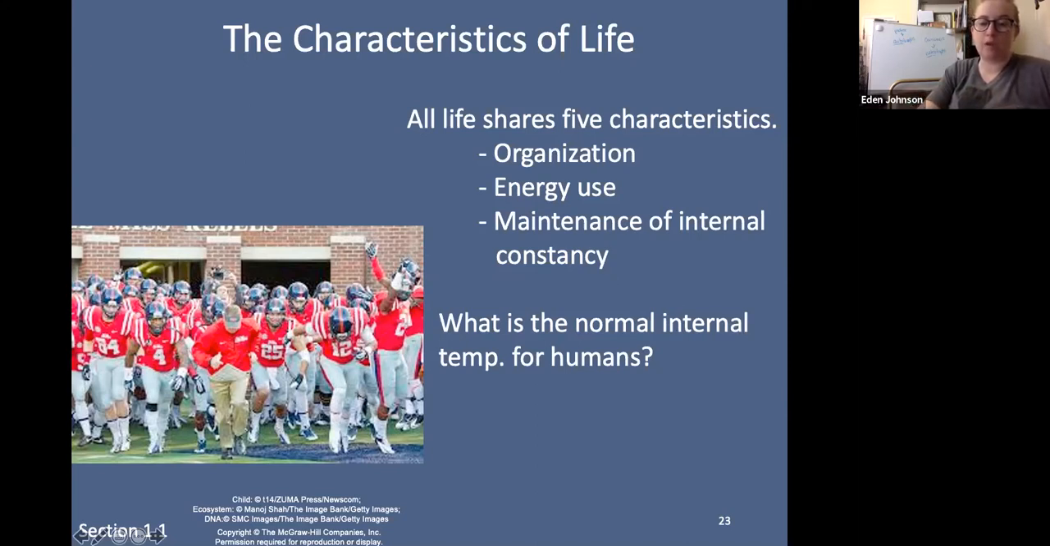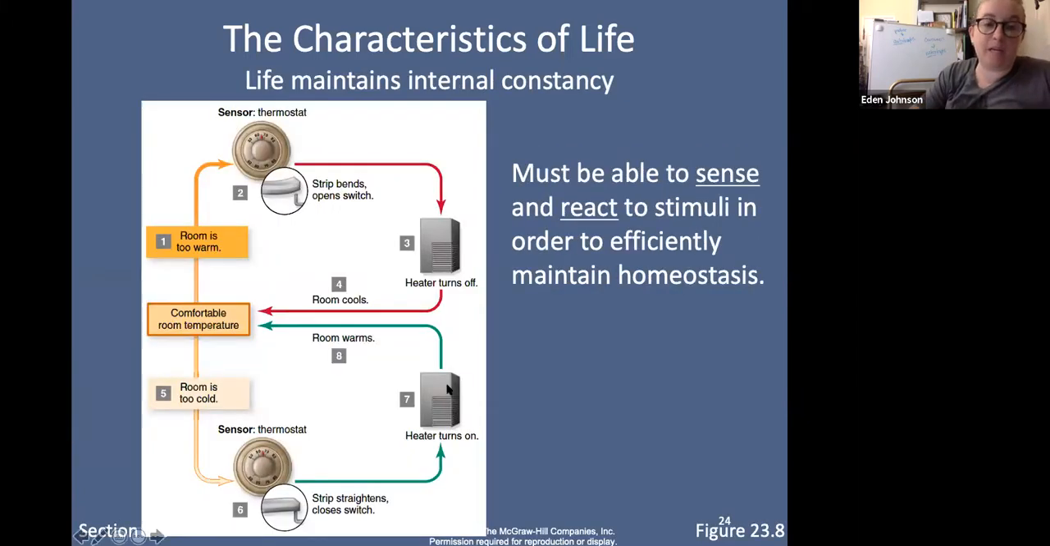So for homeostasis, what is the normal internal body temperature for humans? It's 98.6 degrees, plus or minus a little bit depending on who you are. It varies between people, okay? But normally, your body is going to work really, really hard to make sure you are within 1 degree or even less of that core body temperature, okay? So it's like a thermostat.